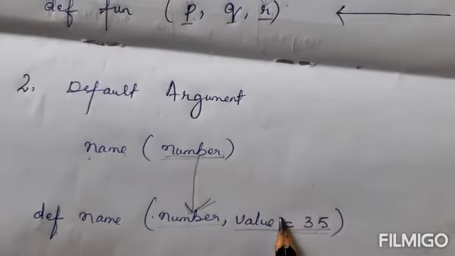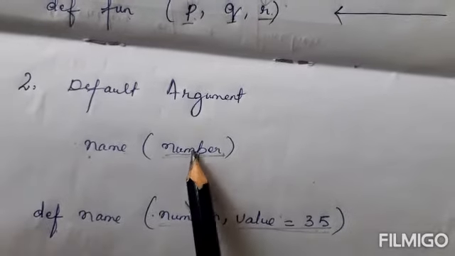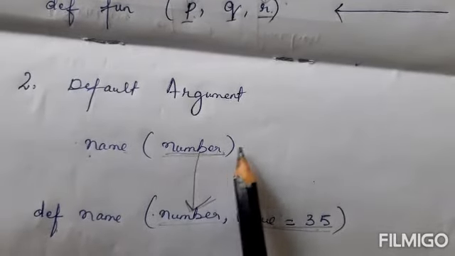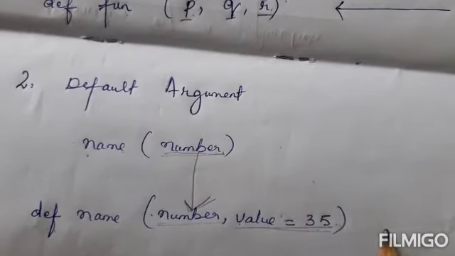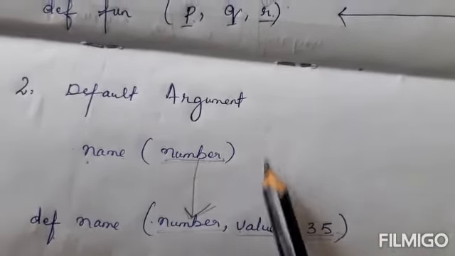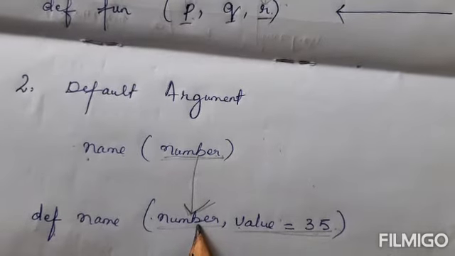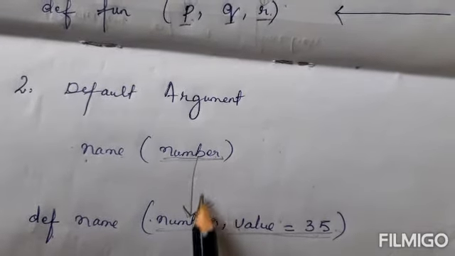This type of passing an argument, where you pass fewer arguments in the function call whereas in the function definition you accept more, so there are fewer here and more there, is referred to as a default argument.